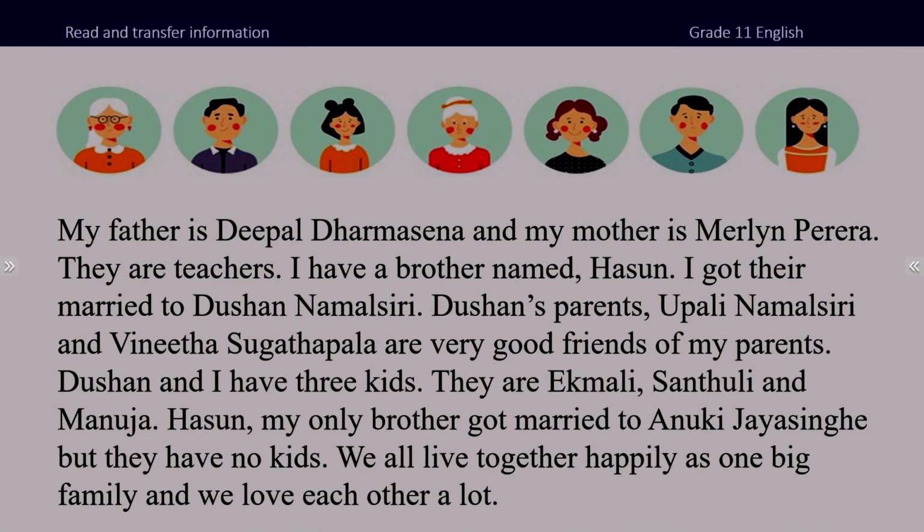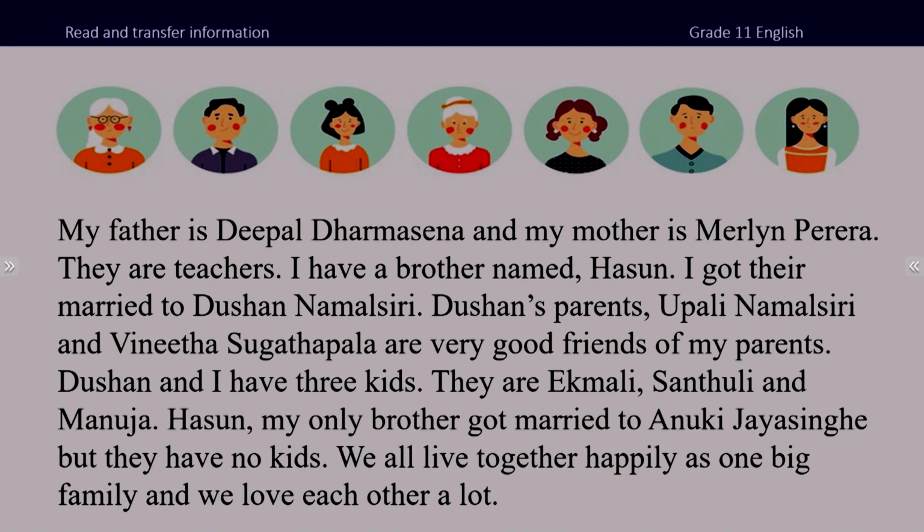Dushan and I have 3 kids. They are Ekmali, Santuli and Manuja. Hasun, my only brother, got married to Anuki Jayasinghe, but they have no kids. We all live together happily as one big family, and we love each other a lot.